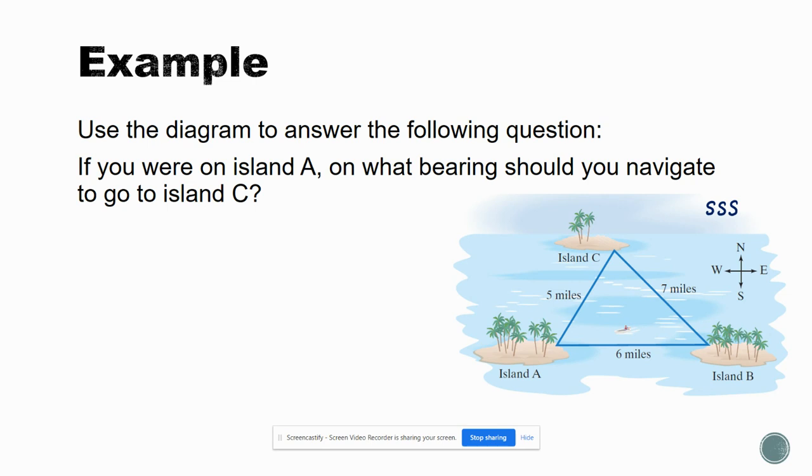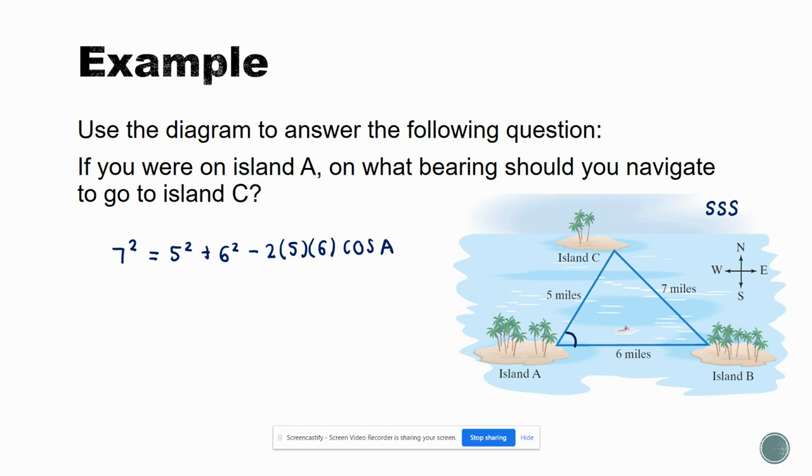The directions from yesterday: we have to find the angle that is across from the biggest side. Notice 7 is the longest side between 5, 6, and 7. That means we have to figure out what angle A is. So we're going to set that up using the law of cosines. So 7 squared equals 5 squared plus 6 squared minus 2 times 5 times 6 times the cosine of angle A.